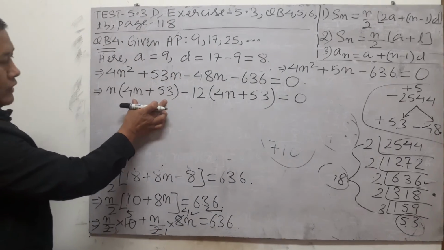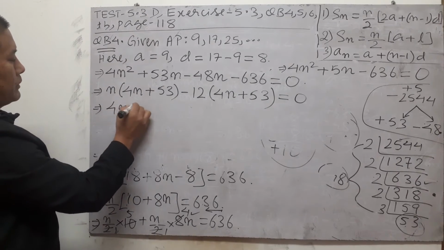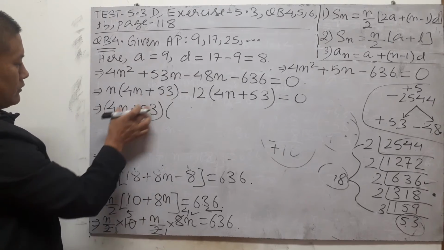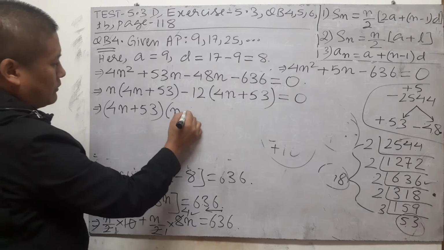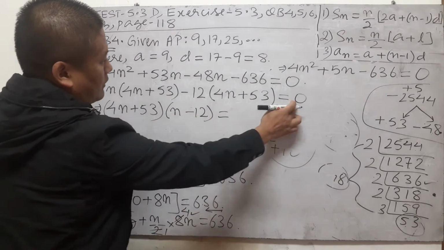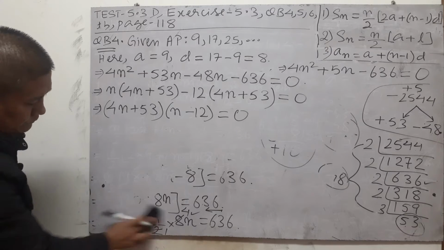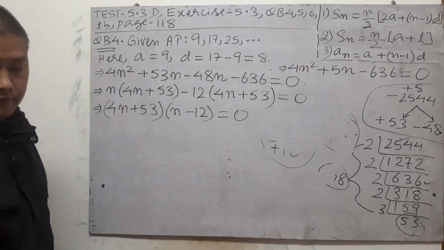And the common factor here now is 4n plus 53. So you can take out that one, 4n plus 53, out of the bracket. And then this has gone out, means inside will be n. And this has gone out, means inside will be minus 12 is equal to 0. So finally we have succeeded in factorizing them.